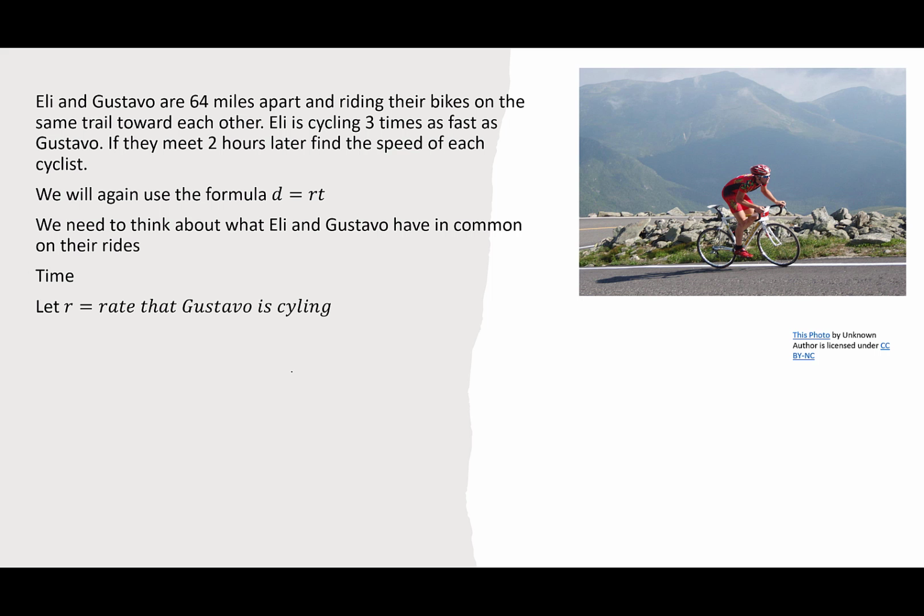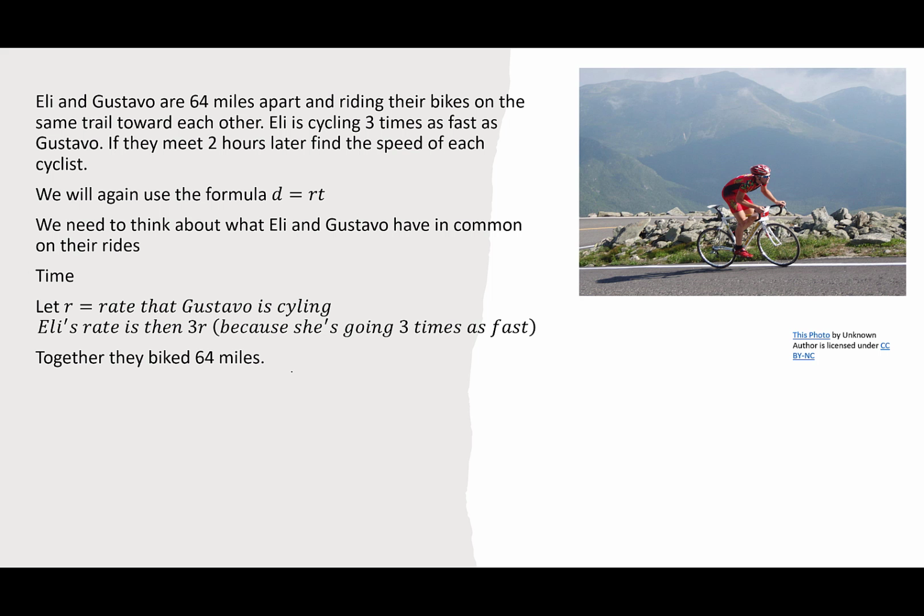We're going to let R be the rate of Gustavo because remember how we were talking about earlier, I kind of picked the smaller thing as my variable. So I'm going to let R be the rate Gustavo's going because Ellie's going 3 times as fast, so her rate's going to be 3R. Now we want to think together. They biked a total of 64 miles.